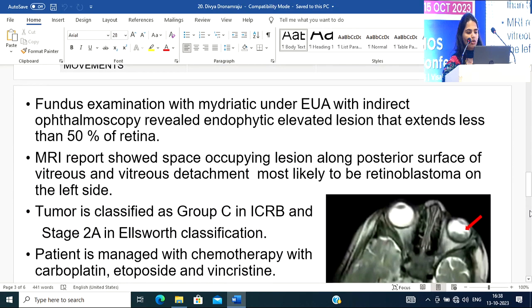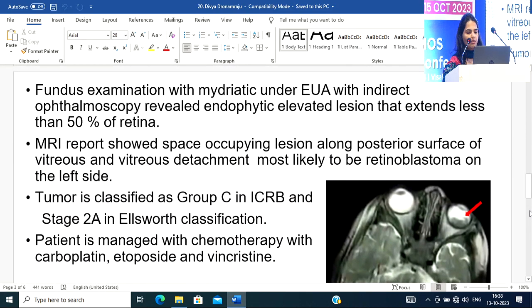Fundus examination with examination under anesthesia with indirect ophthalmoscopy revealed an endophytic elevated lesion that extends less than 50% of retina. MRI report showed a space occupying lesion along the posterior surface of the vitreous and vitreous detachment, most likely to be retinoblastoma on the left side. Tumor is classified as group C in ICRB and stage 2A in Ellsworth classification.